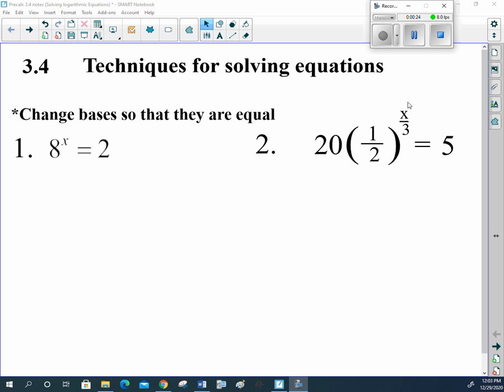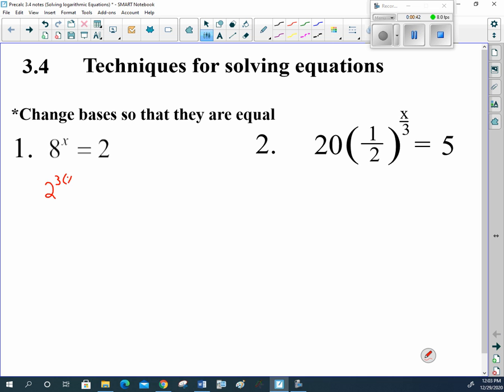We did this on the very first day that we had when we did the M&M problems. Remember when we were trying to get the bases to be the same? We did this one already. So that's what we're going to do with this first technique. So we're going to go ahead and rewrite 8 as base 2. So 8's the same thing as 2 to the third.